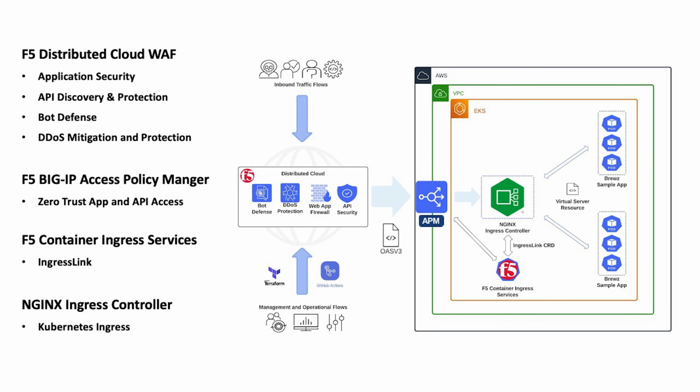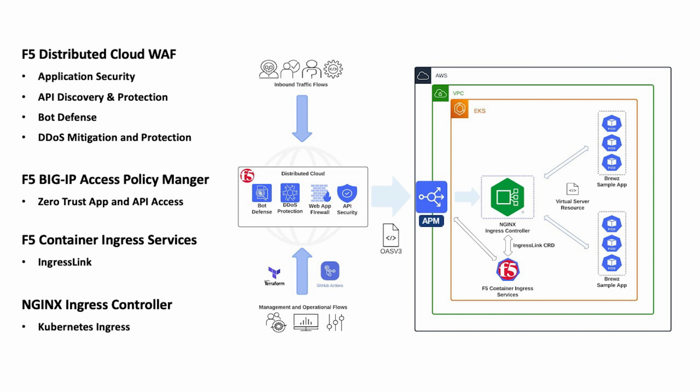Let's take a quick look at our architecture. We're deploying a test API in AWS Elastic Kubernetes Service Cluster with ingress provided by NGINX Ingress Controller. We're protecting our API with the BIG-IP Advanced WAF and Access Policy Manager Virtual Edition.